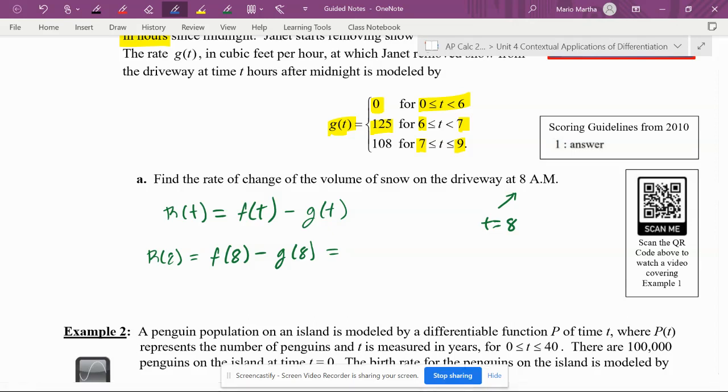If you do that, you find that f of 8 is equal to 48.417. And then g of 8 is given by this function. 8 is between 7 and 9, so that means we're taking away 108 cubic feet per hour. So we do the subtraction right there, and that's going to be negative 59.583. So we can say that the snow volume is changing at negative 59.583 cubic feet per hour.